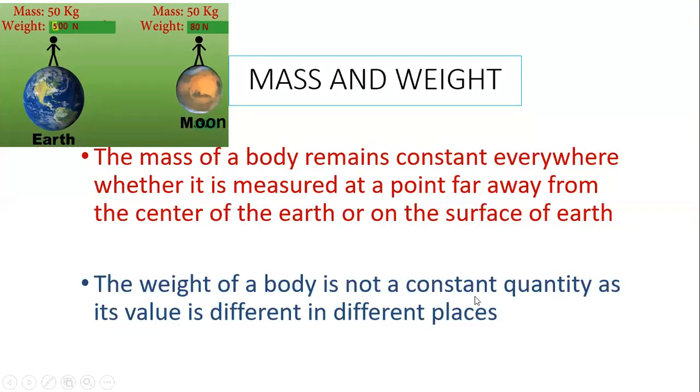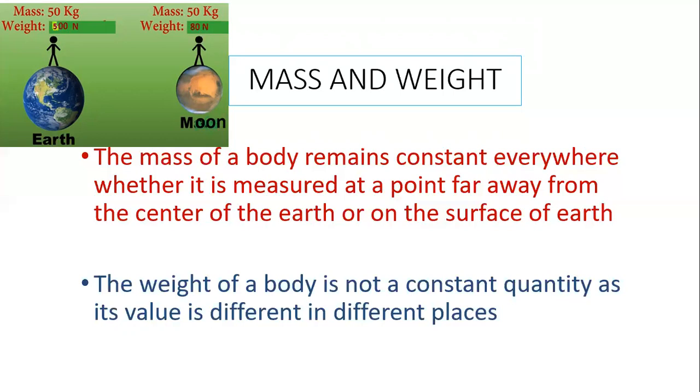The weight of the body is not a constant quantity, as its value is different in different places, because the gravitational pull of Earth is acting on our body. Whenever we are measuring the weight, we are actually calculating the pull of gravity, the force of gravity on our body, on our mass. So it is not a constant quantity. And gravity is very strong on Earth. We feel this gravitational force on us very strongly when we are on Earth.